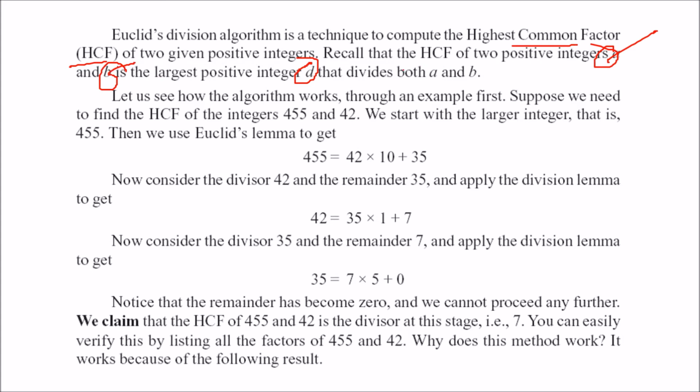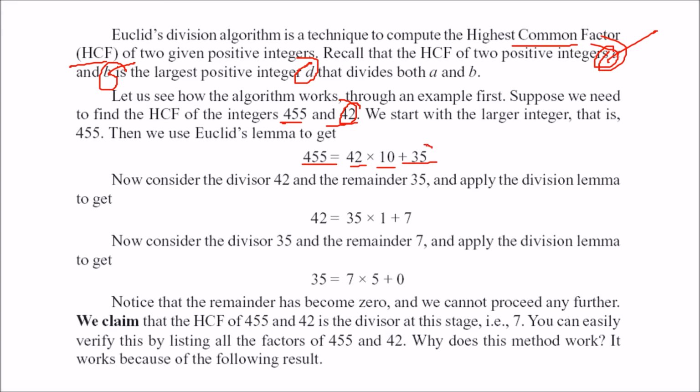The highest positive integer that divides a and b together is known as the HCF. If you want to see how this algorithm works, let us take an example. Suppose you are given 455 and 42 as the numbers and you want to find the HCF. So let us write 455 in terms of 42. 455 can be written as 42 into 10 plus 35.